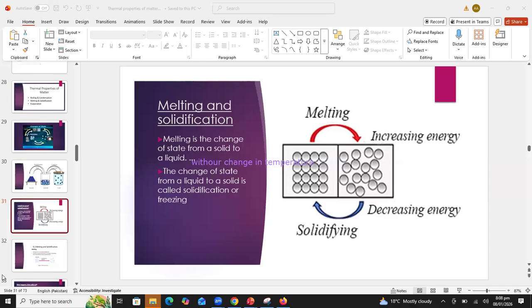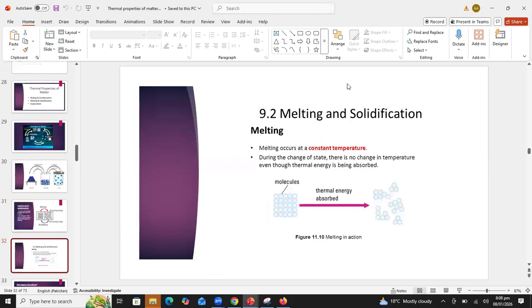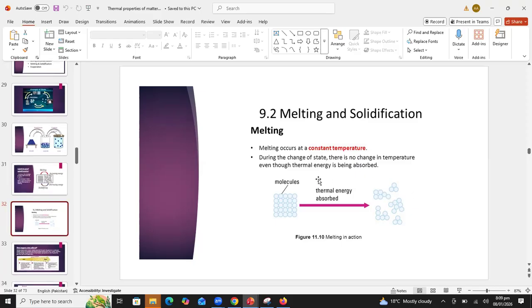Now let me show you one more slide, students. You can see in this slide, melting and solidification. This is the diagram. Melting occurs at constant temperature. It means that during melting, the temperature will not change; it will remain the same. These are the solid molecules; when they absorb heat energy, they are converted into the liquid state. But remember, during the change of state there is no change in temperature. So how is it possible that the solid is converting into liquid, but the temperature is not changing?